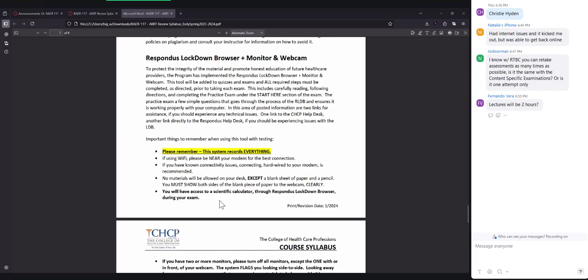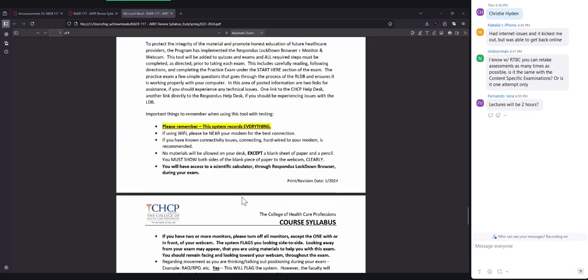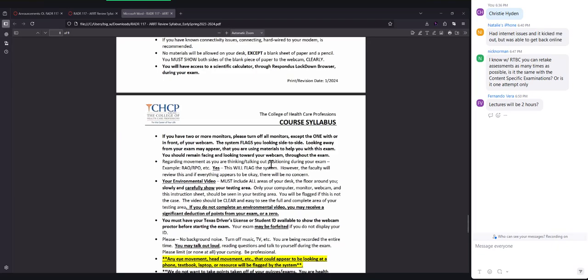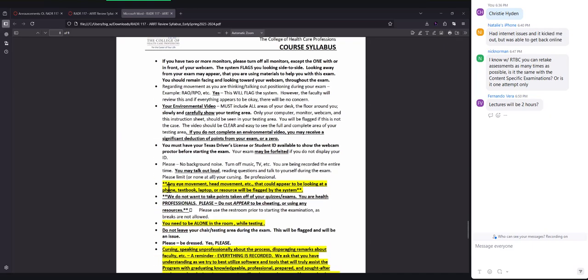Make sure you wear clothes. Make sure you read through this. You'll have access to a scientific calculator through the browser itself. If you've got two monitors, turn off one of them. Remember that it is checking your movements as well, and it can flag. Make sure you have an ID with you. Turn off music, TVs, etc.